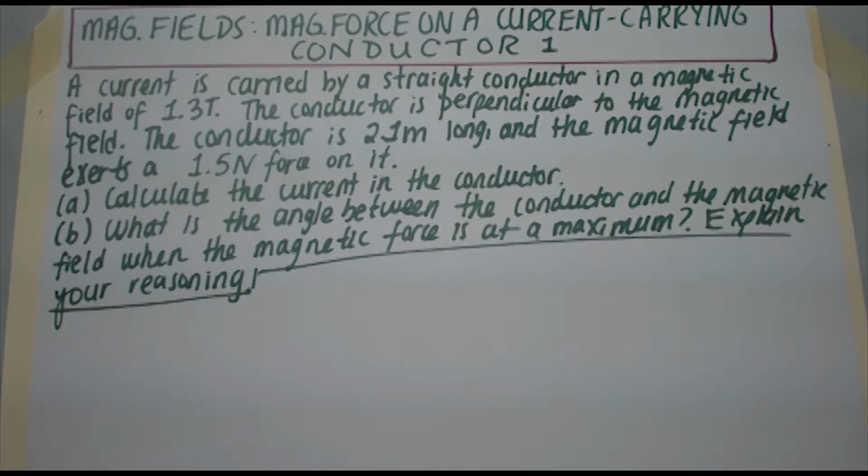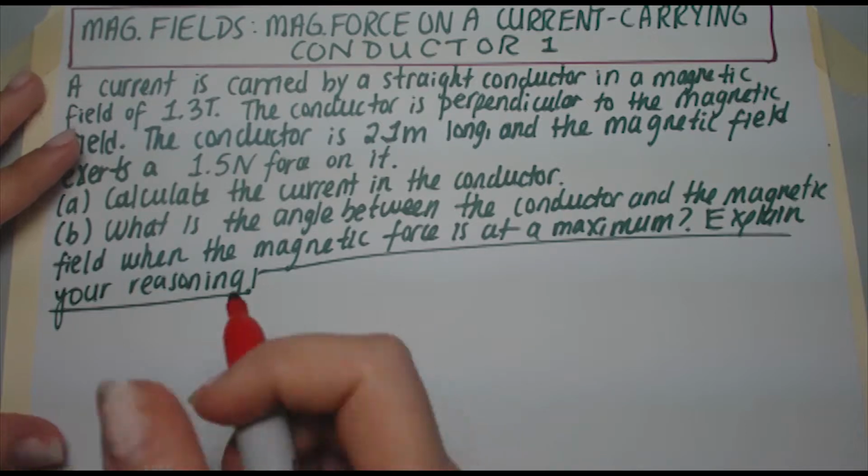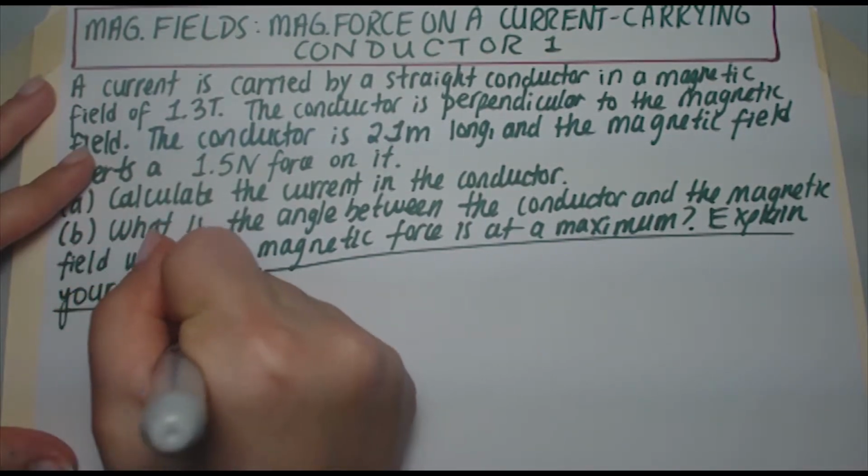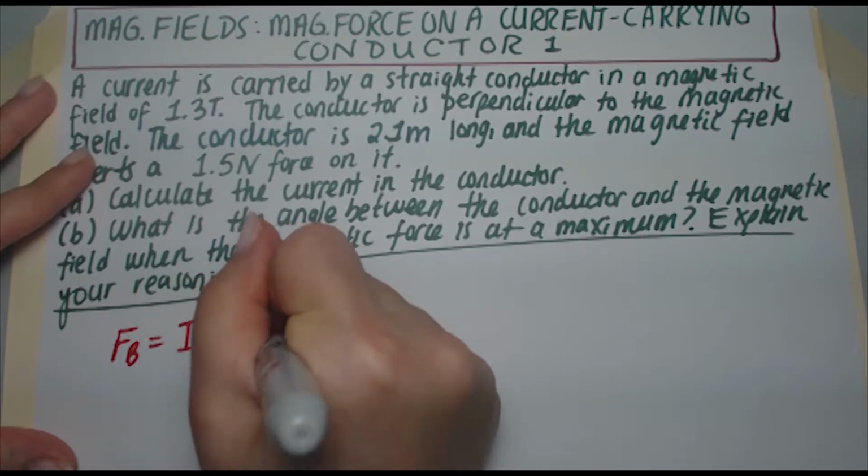Part A, calculate the current in the conductor, and B, what is the angle between the conductor and the magnetic field when the magnetic force is at a maximum? Explain your reasoning. So let's look for the current in the conductor first. For a current carrying conductor, the magnetic force is actually given by ILB sine theta.